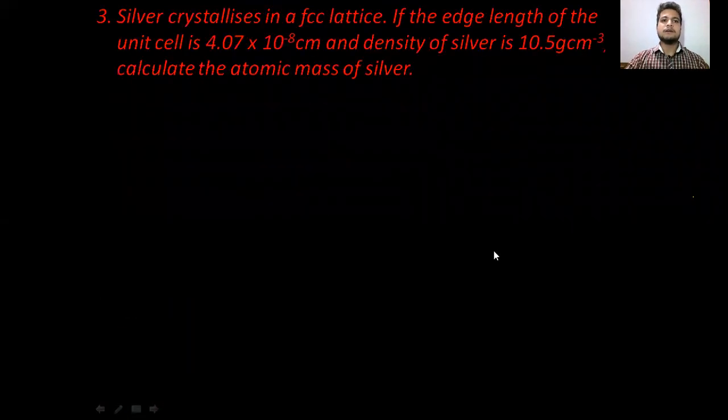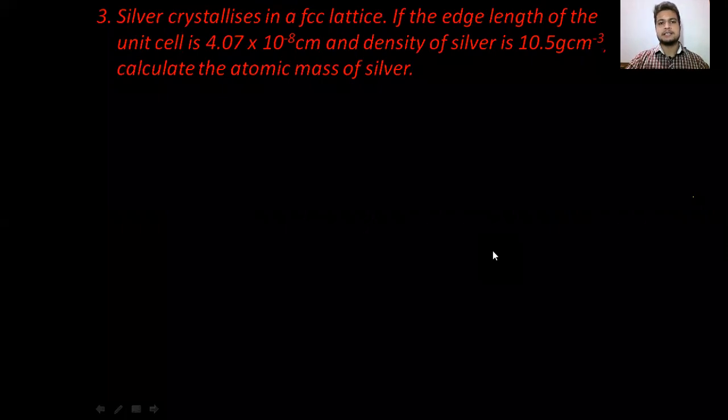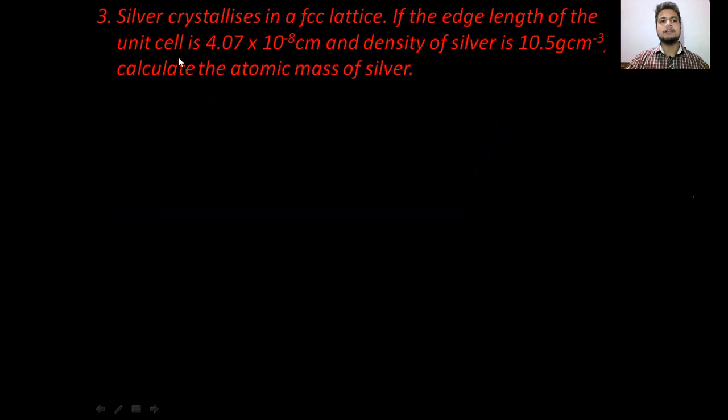Let us try to take one more. Silver crystallizes in a FCC lattice. So again, it's FCC lattice. If the edge length of the unit cell is 4.07 into 10 to the power minus 8 centimeter, and the density of silver is 10.5 gram per centimeter cube, calculate the atomic mass. So in our first problem, we calculated density. In the second problem, we calculated the edge length. In the third problem, we are calculating the atomic mass, that is M.